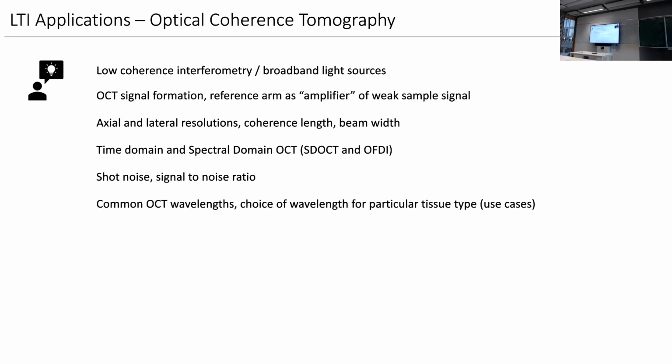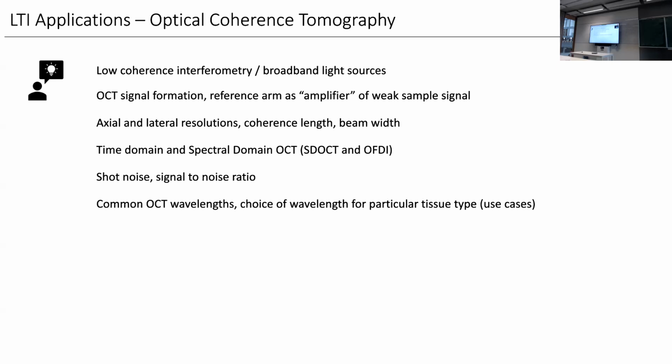Then I have OCT, of course. We spent quite a lot of time on that. We use interferometry, and why we need broadband light sources. And we talked about signal formation. From a practical point of view, it works so well because the reference arm essentially acts as an amplifier of a very weak signal from the tissue. You have a very weak field with a huge field of the reference arm. You boost that into an intensity that is easy to measure.